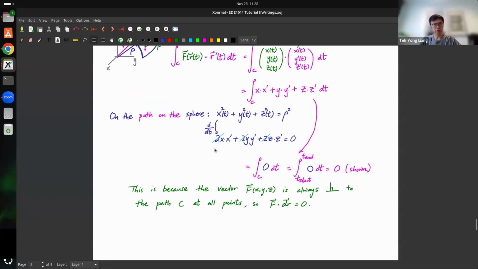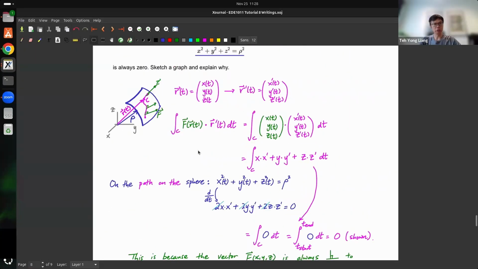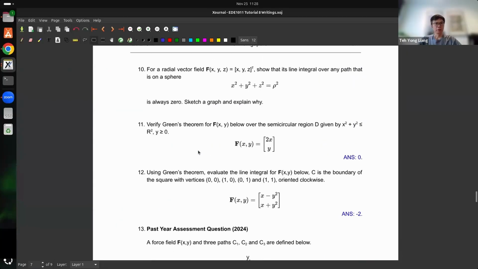Okay, good. So I think this is a more challenging question, Question 10. So this is done. Question 11 verifies Green's theorem. I'm not going to do 11 and 12 because I want to do 13, which is your partial question, and that also has Green's theorem. So maybe I do question 13 to demonstrate the concept of Green's theorem.